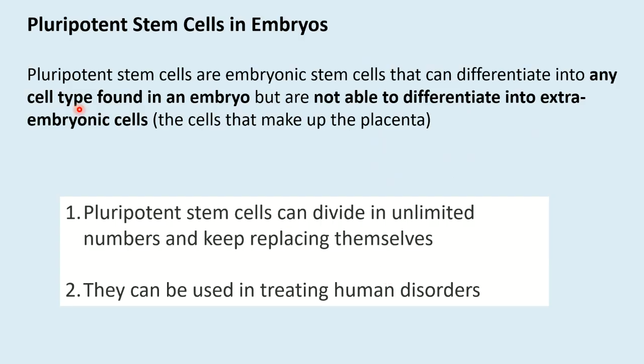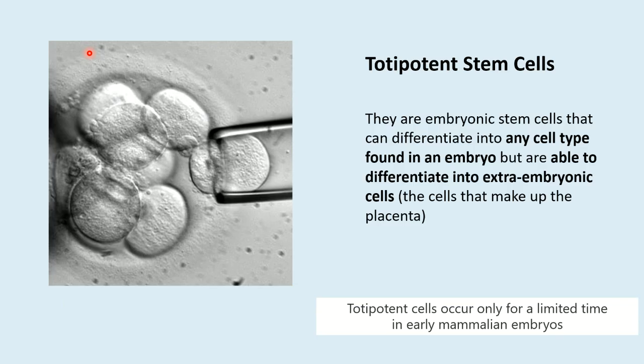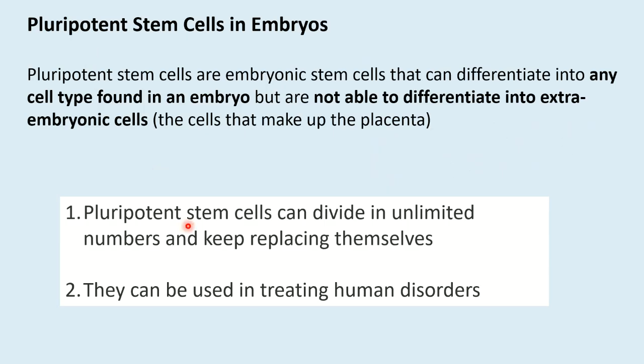Next one, pluripotent stem cells. This is the one that we need to focus on. It's also in the embryo. So how is that different from totipotent? So pluripotent, they can differentiate into any type of cells in the body, with the exception of the placenta. They cannot make placenta. That's the only difference about them. So they can make a heart cell, liver cell, a kidney cell, a skin cell, a hair cell, any cells, but they cannot make placenta. So scientists really like these cells, so they can be used to treat human disorders.